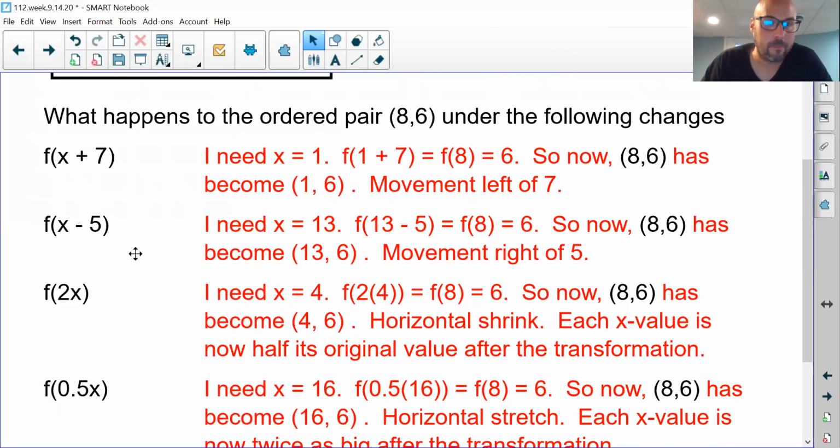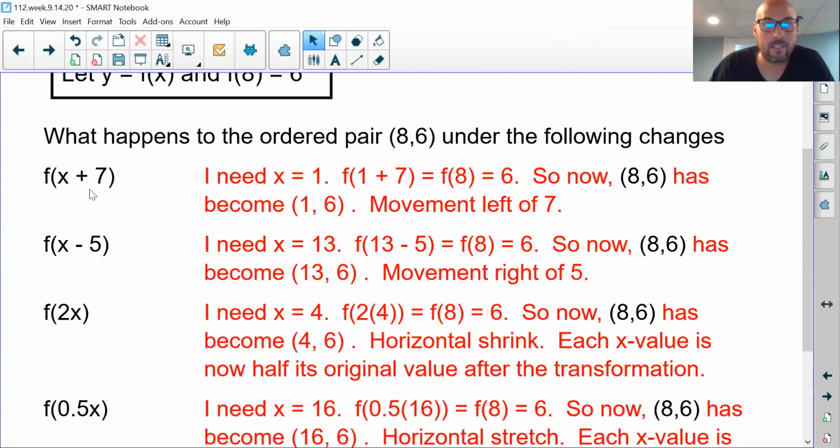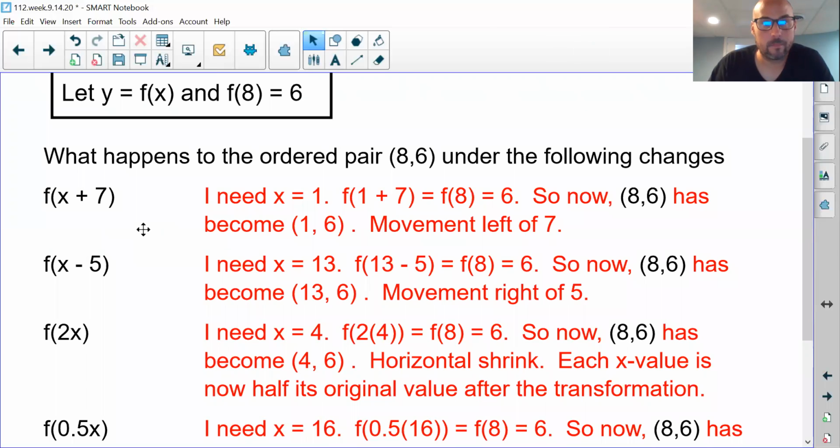Again, another set of 5. What does f of x plus 7 do to the function? Well, remember, the only thing I know is that f of 8 equals 6. So I have to think, what x value would I put in here so that I can get f of 8, something that I know? And that leads me to x equaling 1. If x equals 1, then this is f of 1 plus 7, which is f of 8, which is 6. So 8, 6 got shifted to 1, 6.